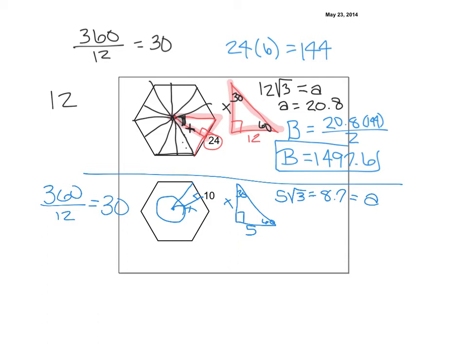And again, we're using this to find the area of this shape. So to do that, we take the apothem, so 8.7, times the perimeter, so 10 times 6, gives us 60, divided by 2. And that would leave us with an area of 261.